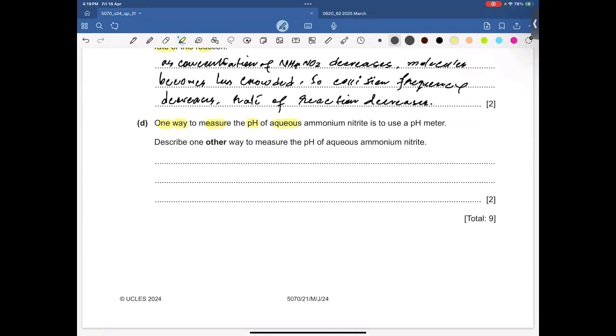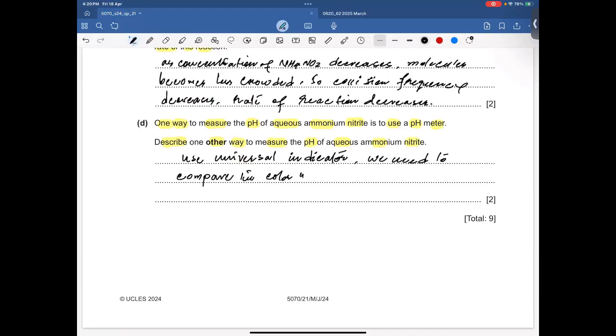One way to measure the pH of aqueous ammonium nitrite is to use a pH meter. Describe one other way to measure the pH of aqueous ammonium nitrite. Use universal indicator, and then we need to match the color, or compare the color, with a pH color chart.